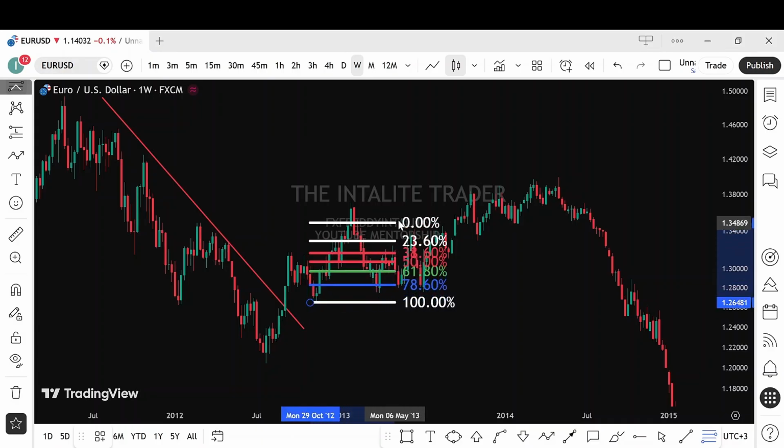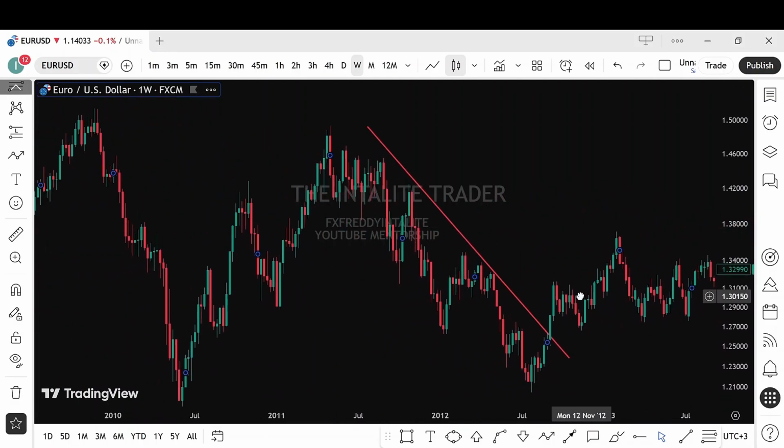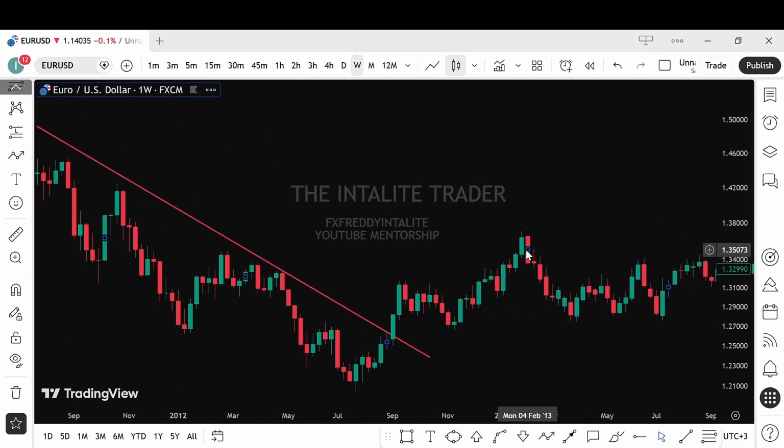So go and try to identify those pullbacks, shallow pullbacks, deep pullbacks.